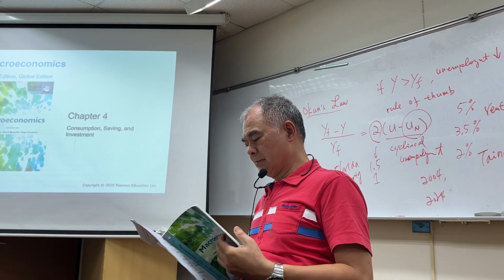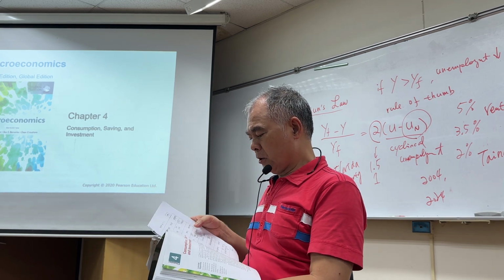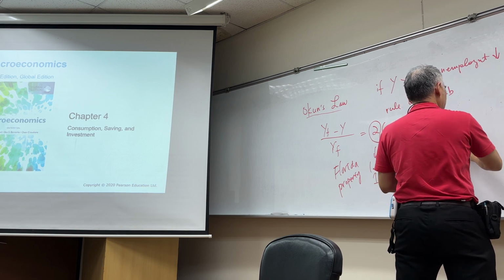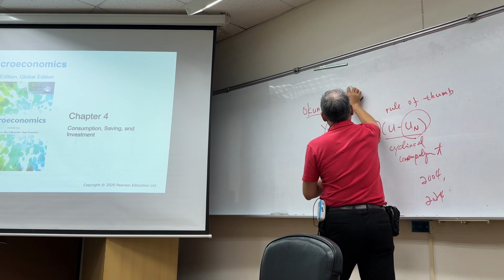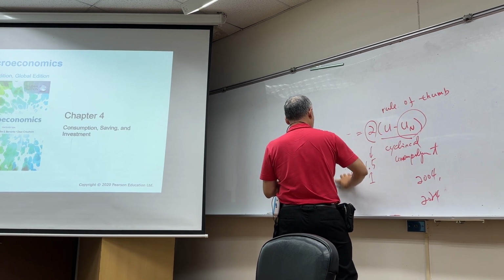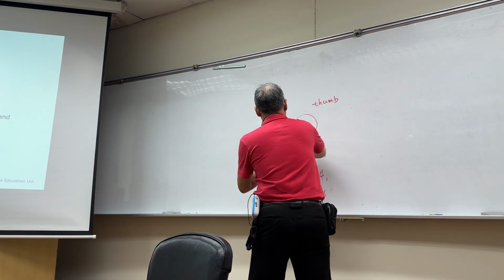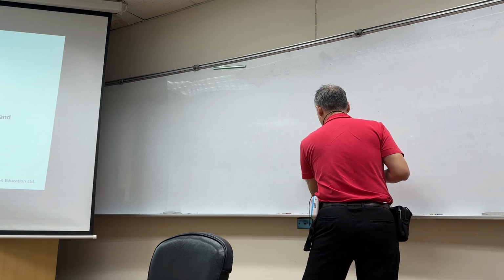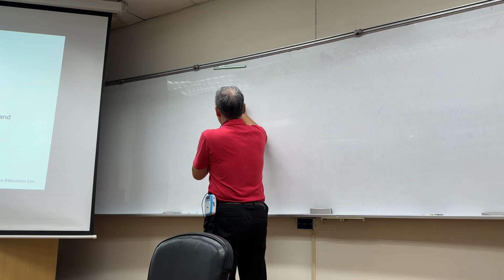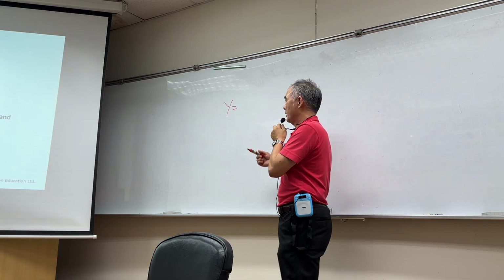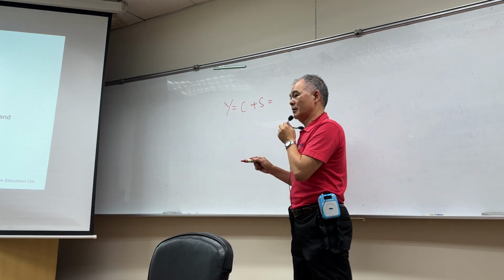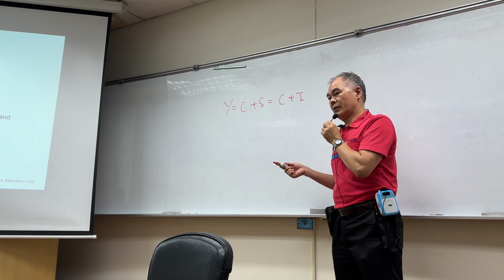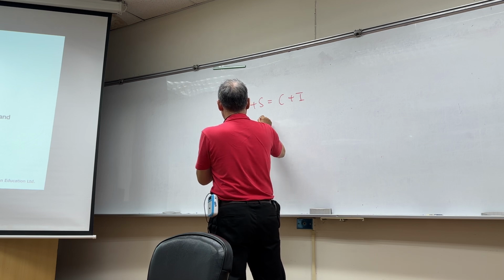Okay, consumption, saving, and investment. When we talk about consumption, what do we have? We say Y, from the perspective of a person, a household, is C plus S, right? And from the viewpoint of a business, it is C plus I, right? So the equilibrium of the economy is I equal to S, okay?